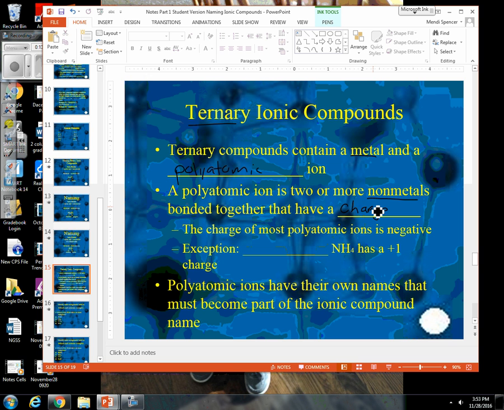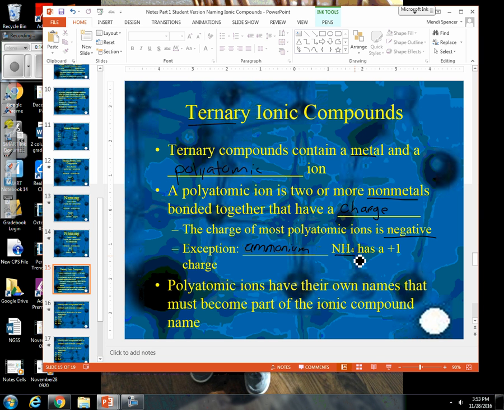Now, when we are working with polyatomic ions, if you look at your list, you're going to notice that almost every single one has a negative charge. There are a couple exceptions. One of the main exceptions is that of ammonium. So ammonium, its chemical formula is NH4, and ammonium actually has a +1 charge. So you need to keep this in mind as you're writing out your chemical formulas for ionic compounds.